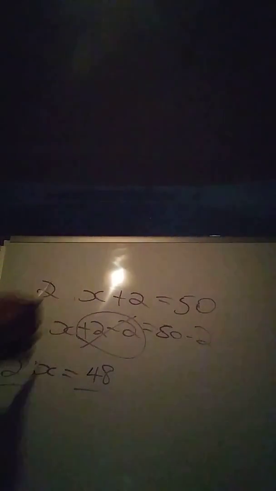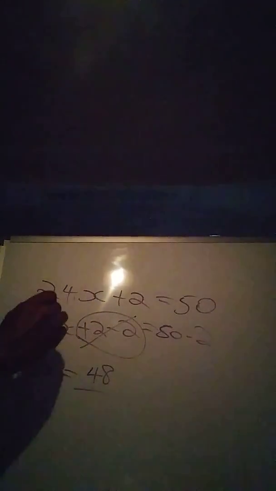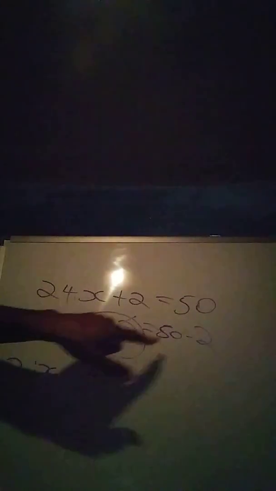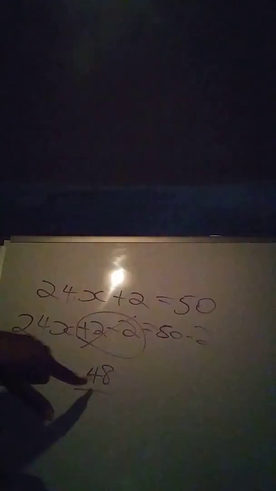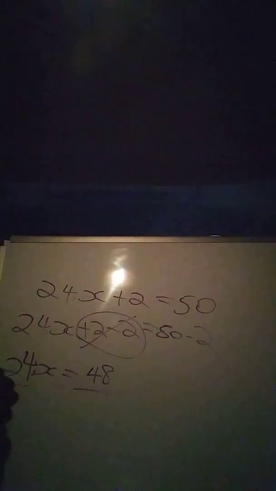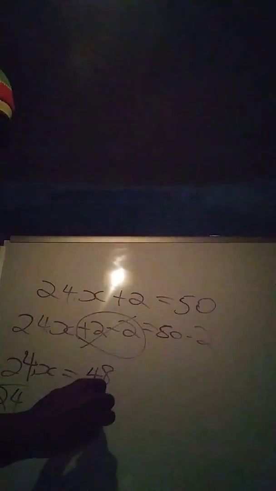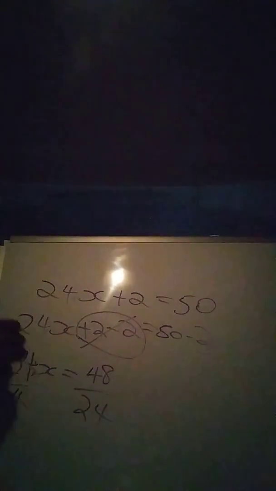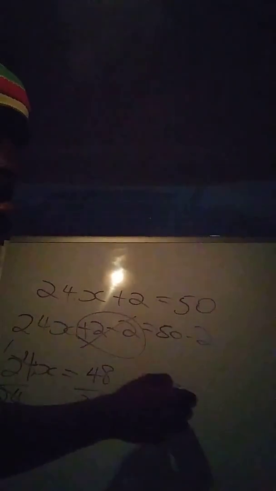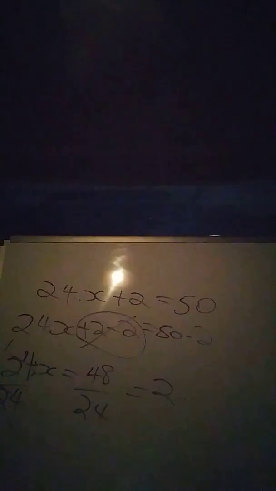All right? So let's change this to 24x plus 2 equals 50. 24x plus 2 minus 2 equals 50 minus 2. So 24x equals what? 48, right? 24x equals 48. So how do we find out what x is? Divide by 24. 24 into 24 is 1. x equals 48 divided by 24. Therefore, x equals 2.